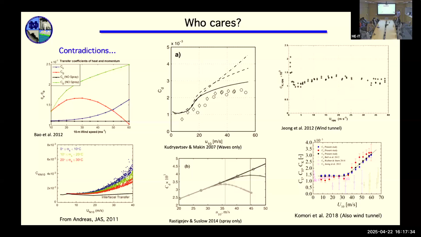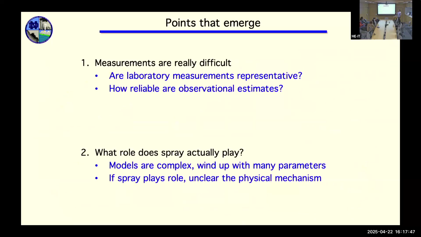Is this an artifact of it being inside a wind tunnel? What is going on at that wind speed, that this one, I guess, didn't get to high enough wind speed in this one? So that's an overarching introduction to say measurements are really difficult in these environments, as that video at the beginning hopefully demonstrated. Are the laboratory measurements representative, and how reliable are the observational estimates? I haven't really described how they've been done, and I'm going to describe one of them and how we want to do it moving forward.